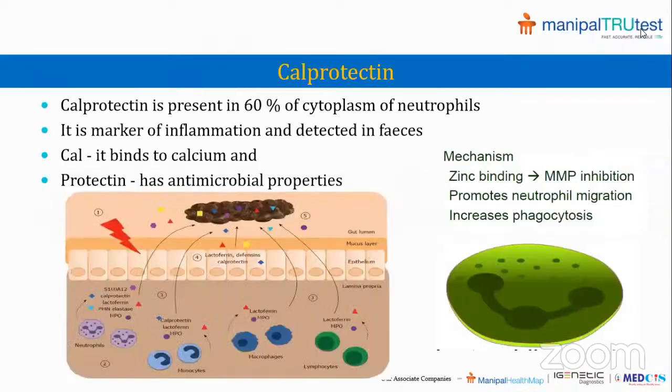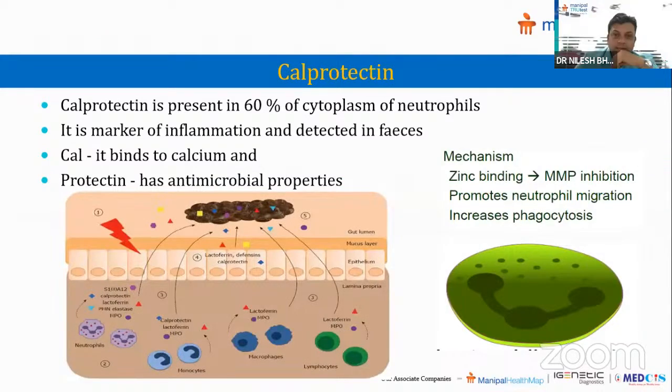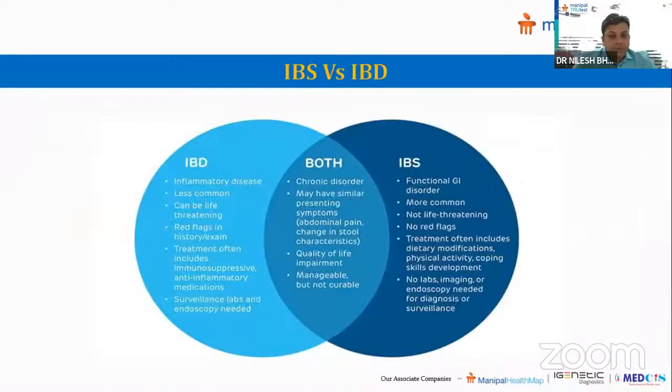So calprotectin is a marker of gastrointestinal inflammation, because calprotectin is a calcium and zinc binding protein, which has an antimicrobial property and which is present in the cytoplasm of the neutrophil. So that makes it very special. So whenever the calprotectin is detected in the feces, it is an indirect marker of inflammation of the gastrointestinal tract. So basically, it is used to differentiate between irritable bowel syndrome and inflammatory bowel diseases.